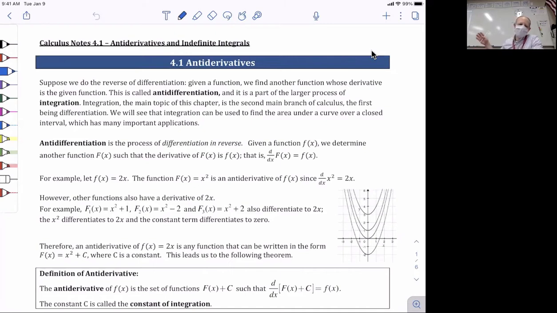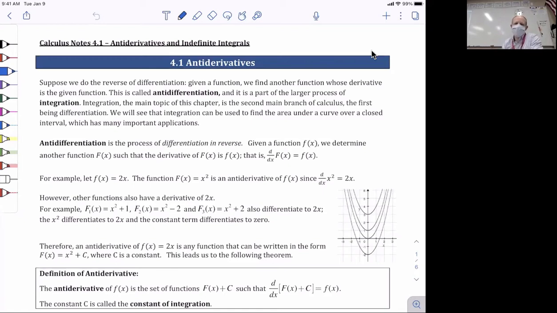Okay, so we spent first semester taking the derivative of functions, going in that one direction. Here's a function, find its slope, find its derivative. Anti-differentiation is going backwards. So it's part of the larger process called integration. And integration is the main topic of this chapter and is actually the second branch of calculus. And the first was differentiation. So the two together kind of form this one unit we know as calculus.